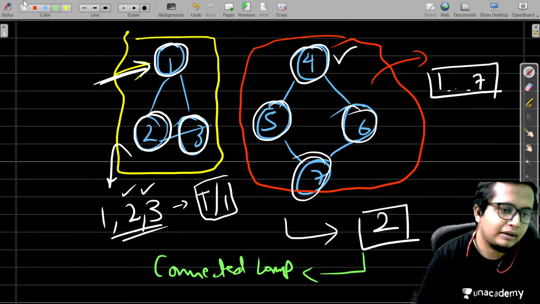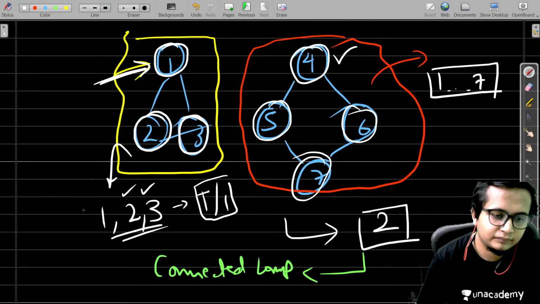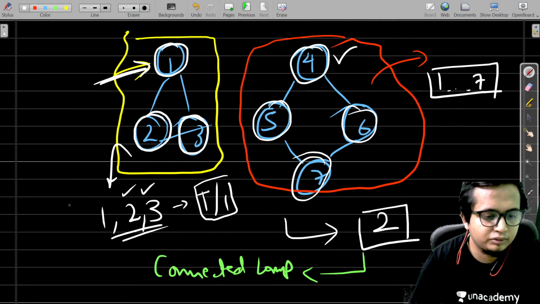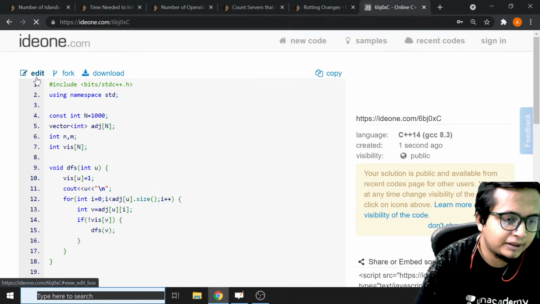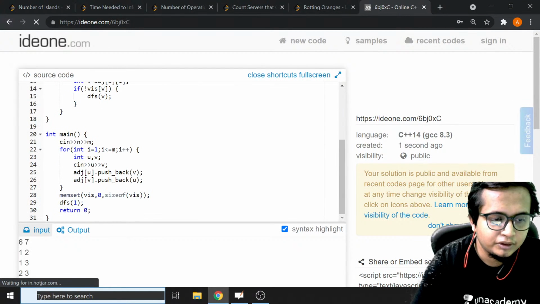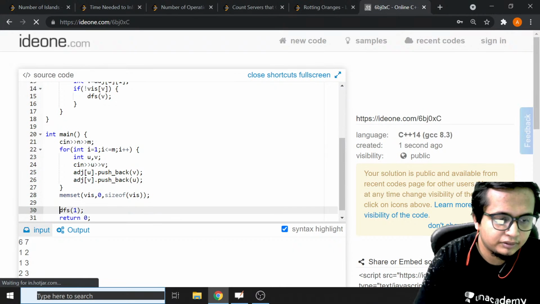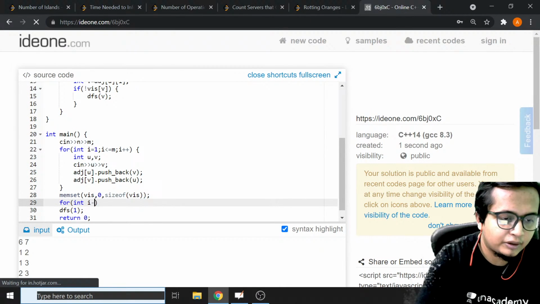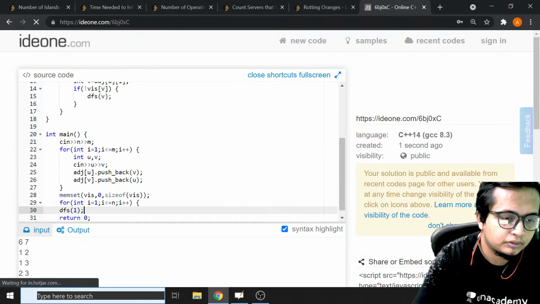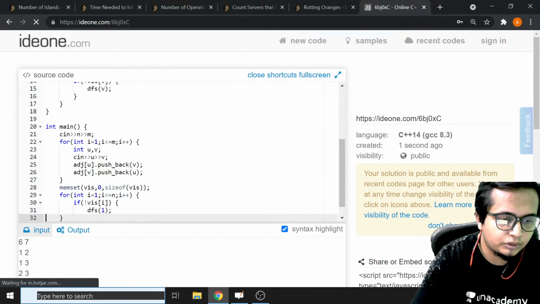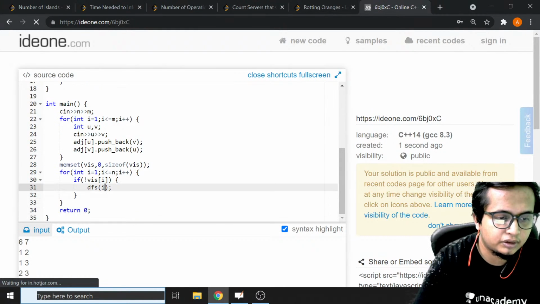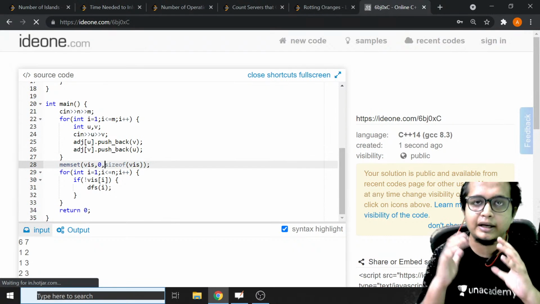Is this clear to you guys? So I hope it is clear. Let me just make a few changes in the code. What we would be doing is, for int i equal to 1, i less than or equal to n, i plus plus, we would check if i is not visited, then we would call DFS of i. So this is the correct code for DFS.